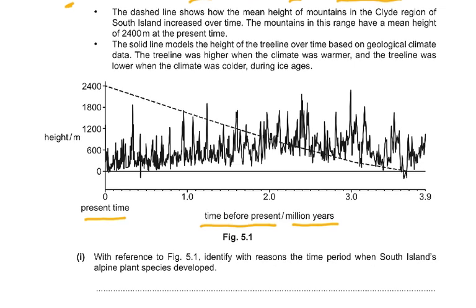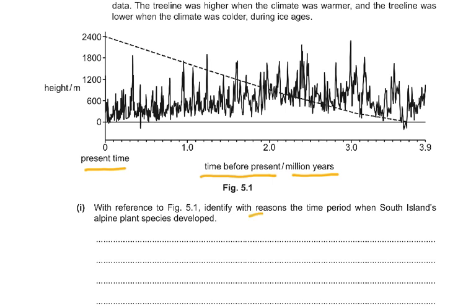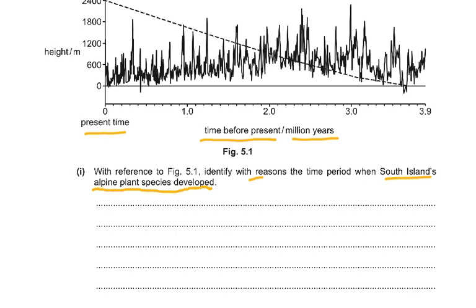With reference to figure 5.1, identify with reasons the time period when South Island's alpine plant species developed. This question was a little difficult for students to interpret. Why? Because figure 5.1 proved to be difficult for candidates. The question was based on the idea that alpine plant species, they're not alpine trees, they're alpine plant species, can only begin to develop when the mountains are higher than the tree line.